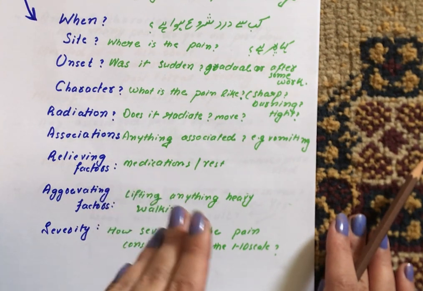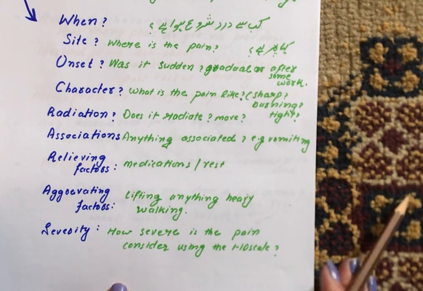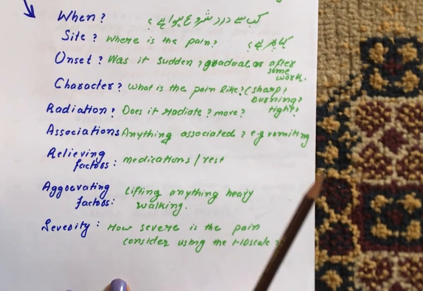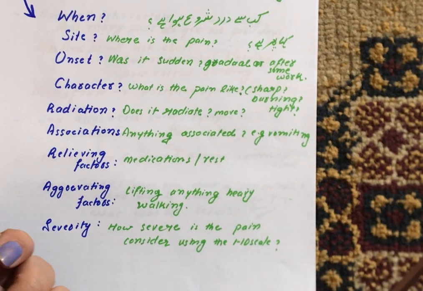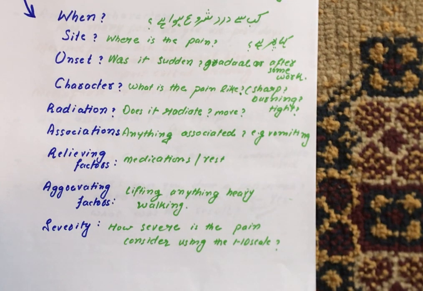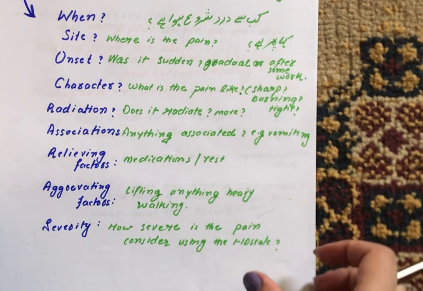Relieving factors, what are the relieving factors that help the patient? For example, they can be any medications or simple rest. What are the aggravating factors? Lifting anything heavy, walking, running, climbing the stairs, post-coitus. Anything the patient says can be written in the aggravating factors. And severity, how severe is the pain? You should ask the patient, has the pain increased since the day you had the pain? Is it increasing? If she says yes, then you can give her a scale to consider. From 1 to 10, she can score her pain.